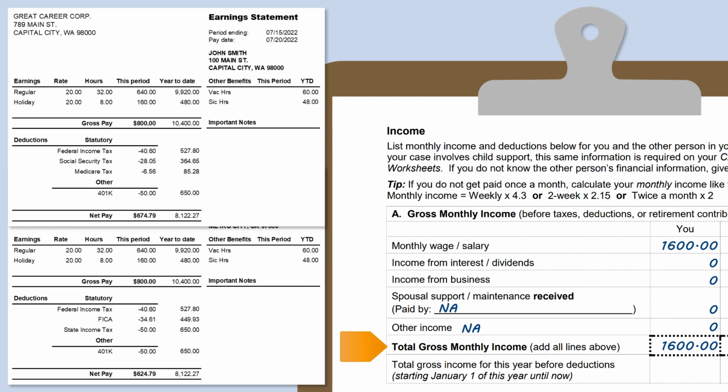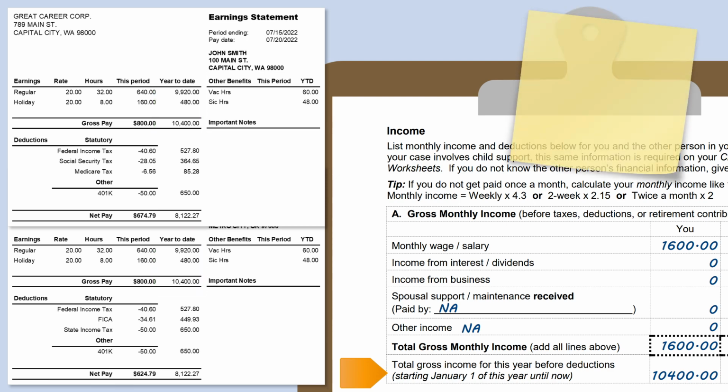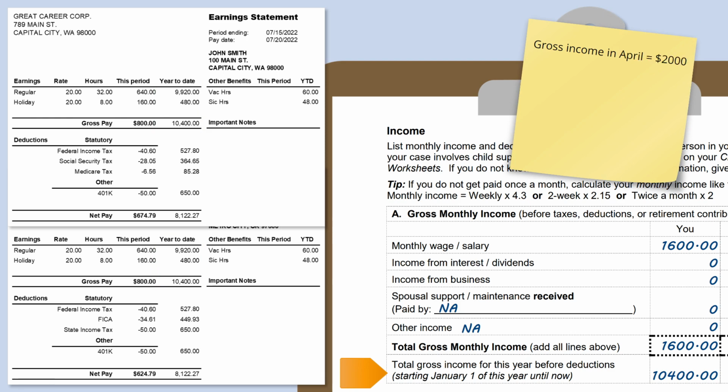The next line is your total gross income for this year. That means how much you have made since the start of this year. If you make about the same each month, then you can estimate the number. For example, if it is May, and if your gross monthly income in April was $2,000, you can multiply 2,000 by 4, the number of months from January to April, to get your estimated gross income for the year, $8,000.